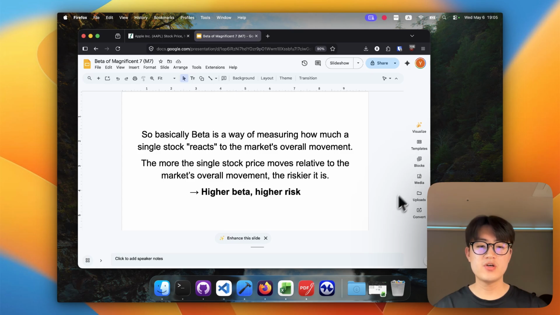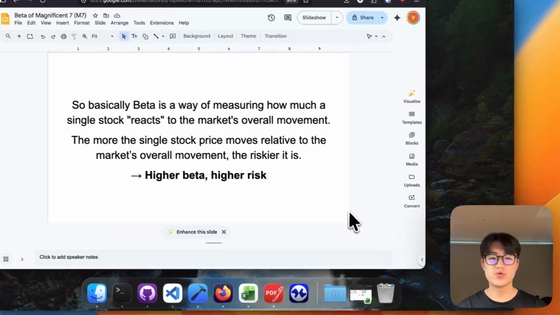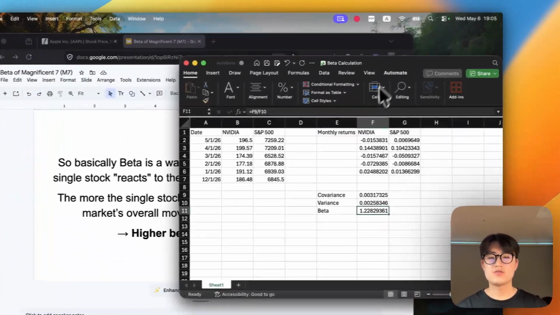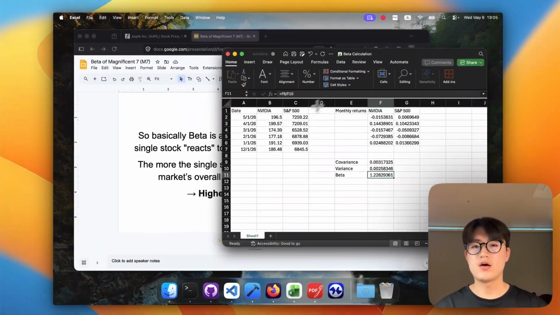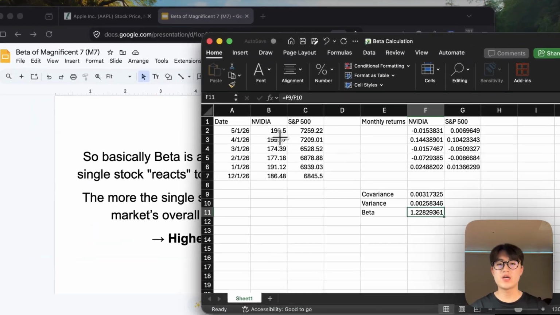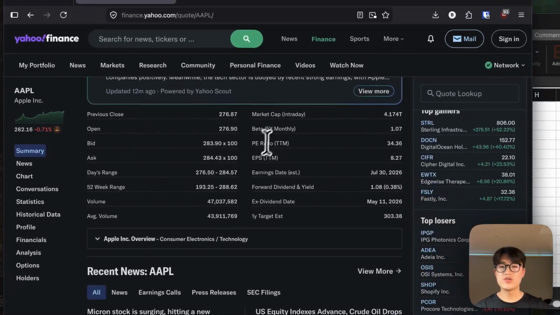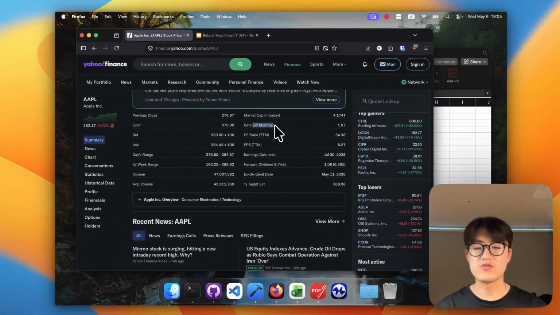I'm going to show you a quick way to calculate beta using Excel. Right here I have the stock prices for Nvidia and the S&P 500. The reason we're using the S&P 500 here is because it is a good representative of the total market. As you can see, I only have 6 months' worth of data, but if we go back to Yahoo Finance, we can see that it says 5-year monthly for beta.